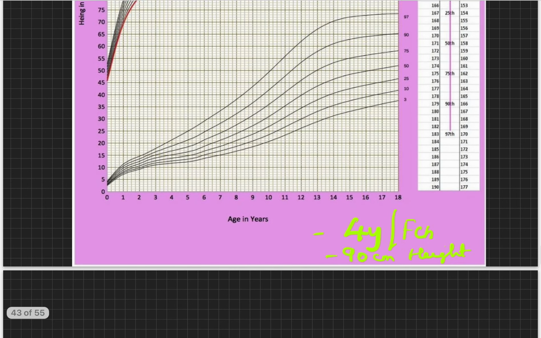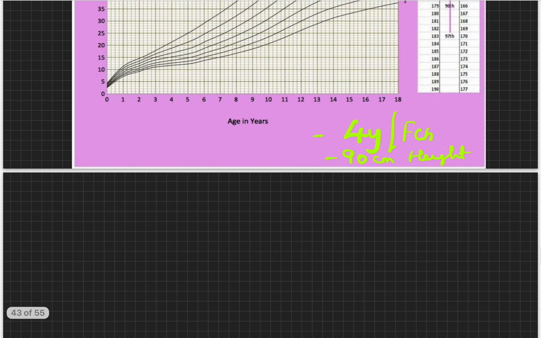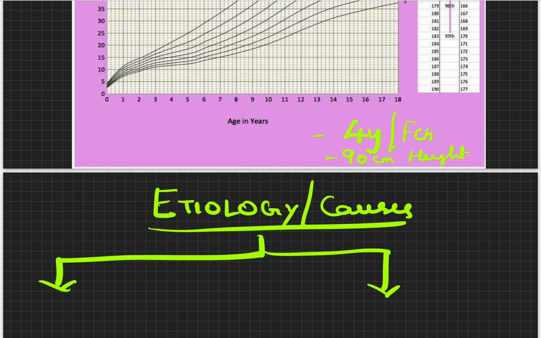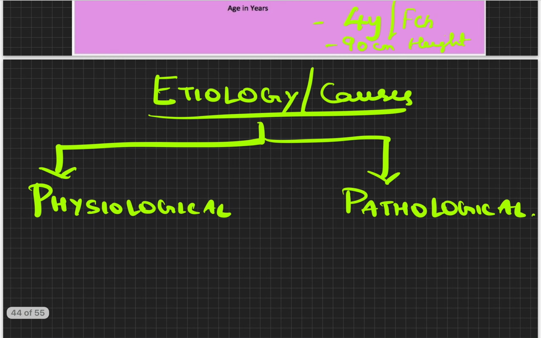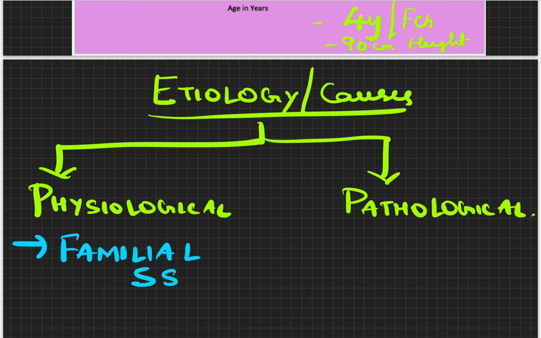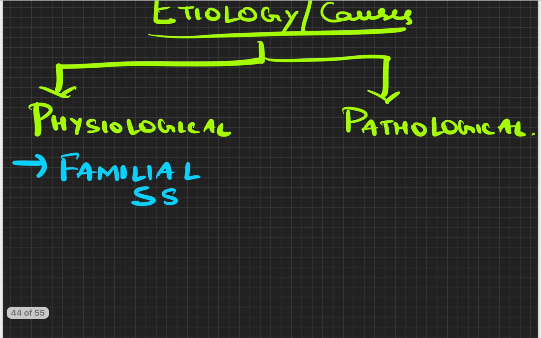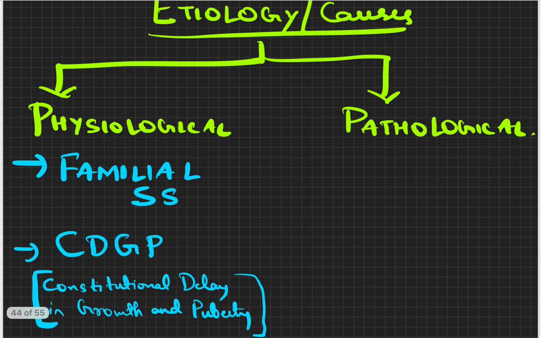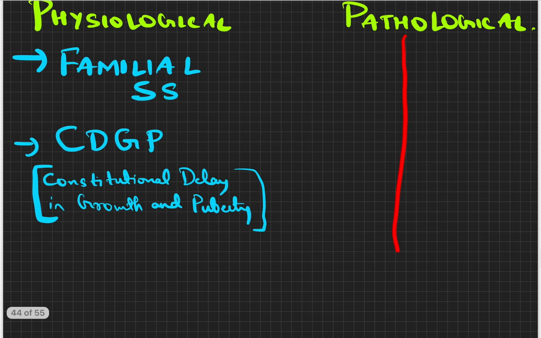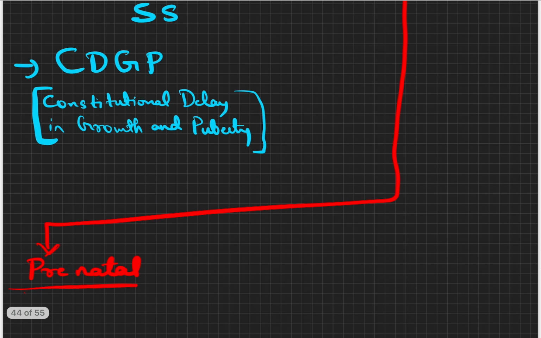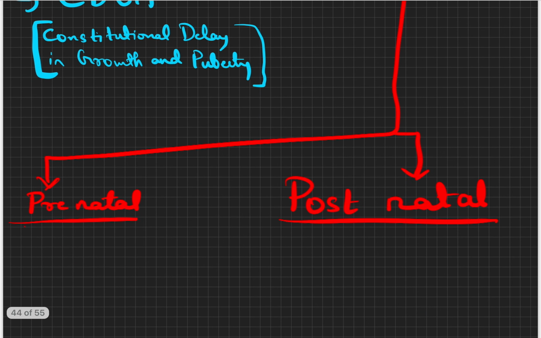So what are the causes? What is the etiology of short stature? That is physiological and pathological short stature. For physiological short stature, we classify it as familial short stature or CDGP, that is constitutional delay in growth and puberty. In pathological short stature, we divide it into either prenatal cause or postnatal cause.